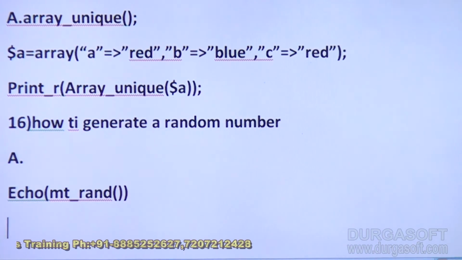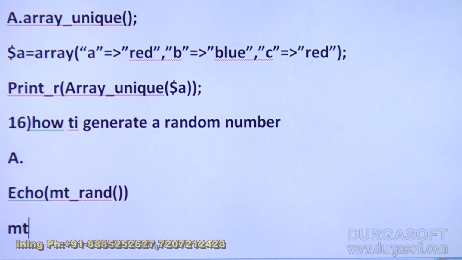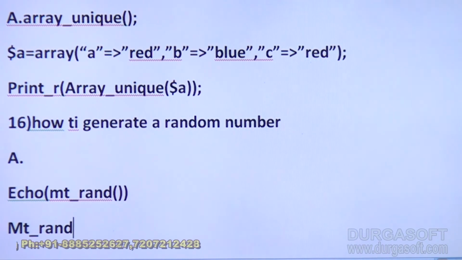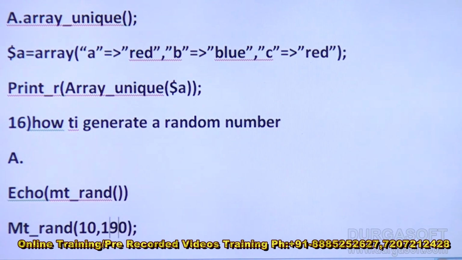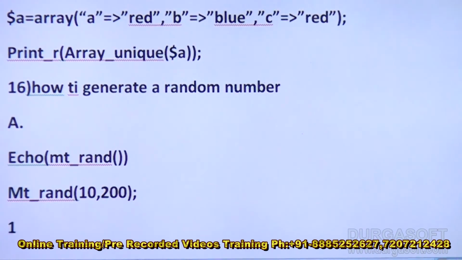And if you want to pass the arguments, you can pass them to mt_rand. In that rand you write the minimum value, 10, and here I am writing 190. Then it will generate a value between 10 and 190. For example, if you write 200 instead of 190, then it will be between 10 and 200.